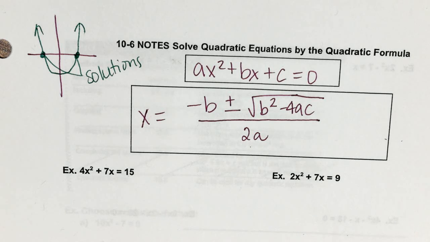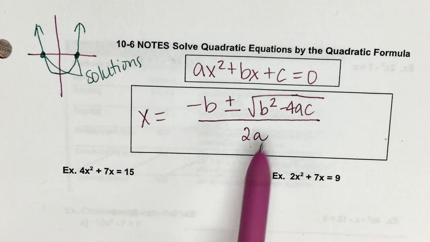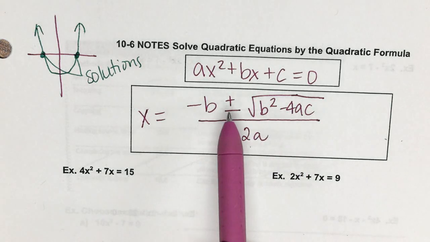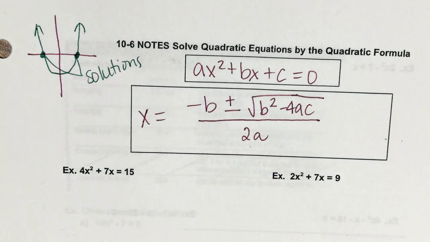Are y'all ready? I'll wait till y'all finish. Where did I get this formula from? Star chart. So you don't have to memorize it. It's right there on your star chart. Okay? All right, the first thing you have to do is make sure that the function is in standard form.